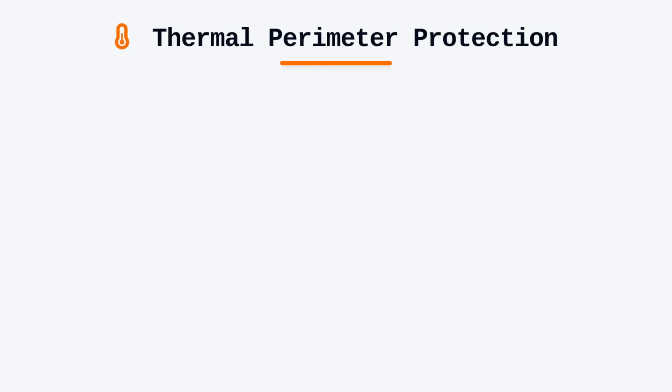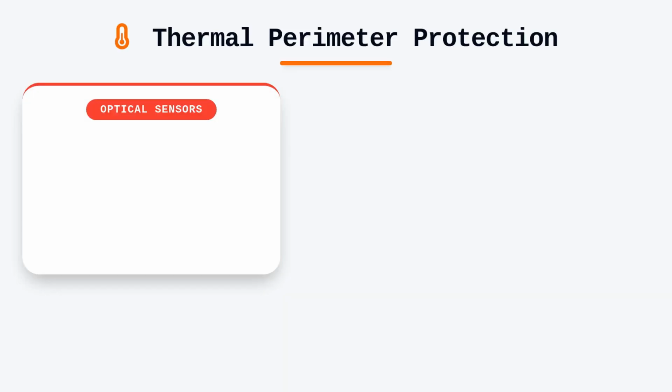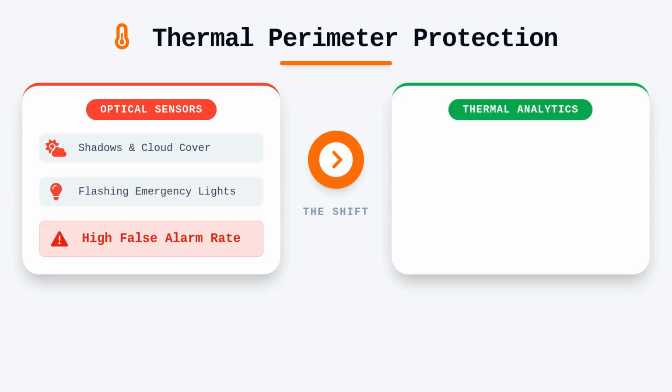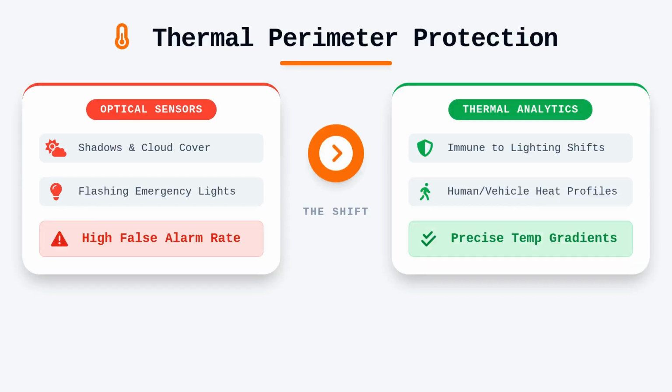Thermal sensors are the most effective solution for perimeter protection when combined with intelligent analytics because they eliminate the false alarms that plague optical sensors in variable lighting. Optical cameras often struggle with shadows, changing cloud cover, or flashing emergency lights, all of which can trigger a motion mask unnecessarily. Thermal cameras, however, are essentially immune to these common lighting disturbances because they only react to actual temperature gradients. By configuring detection zones that look specifically for the heat profile of a human or vehicle, a security designer can create an incredibly resilient system.